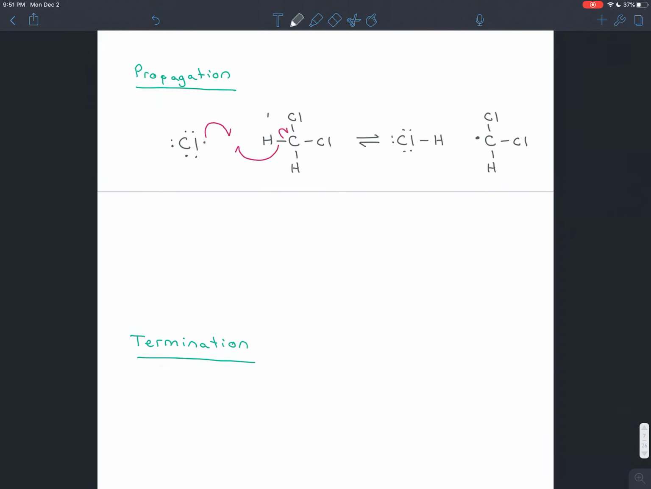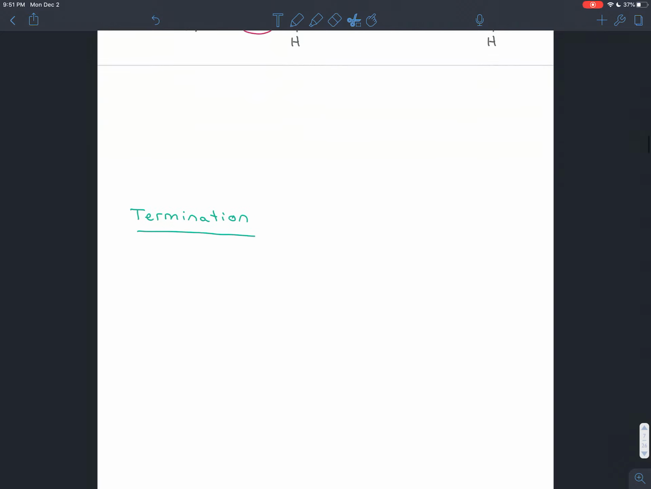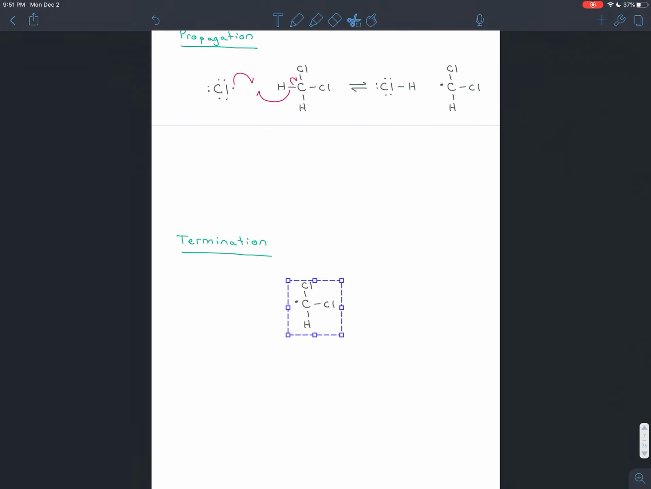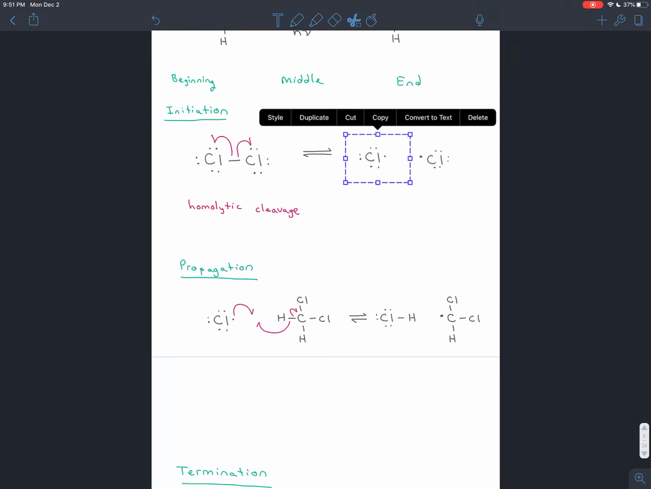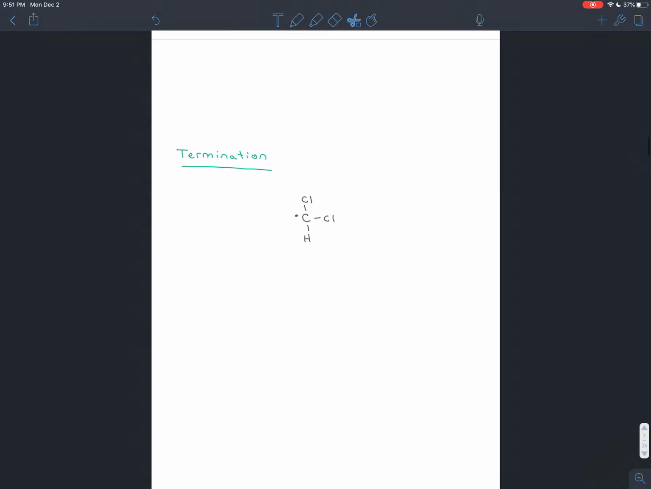So in the propagation step, one radical gets stabilized, but in the process, a new radical forms. The formation of that new radical gives us its name, propagation. Now, once you have this carbon radical, the carbon radical can react with the other chlorine atom, the other chlorine radical that we formed in the beginning.